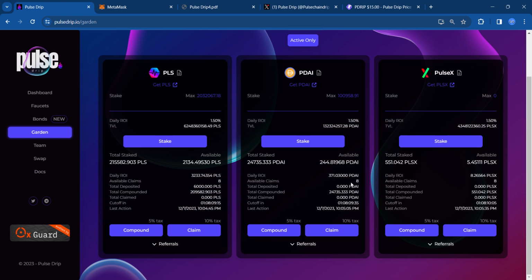If you do not have any claims available, you cannot claim any rewards. You will need to compound to get your rewards. That's kind of how that works, right?